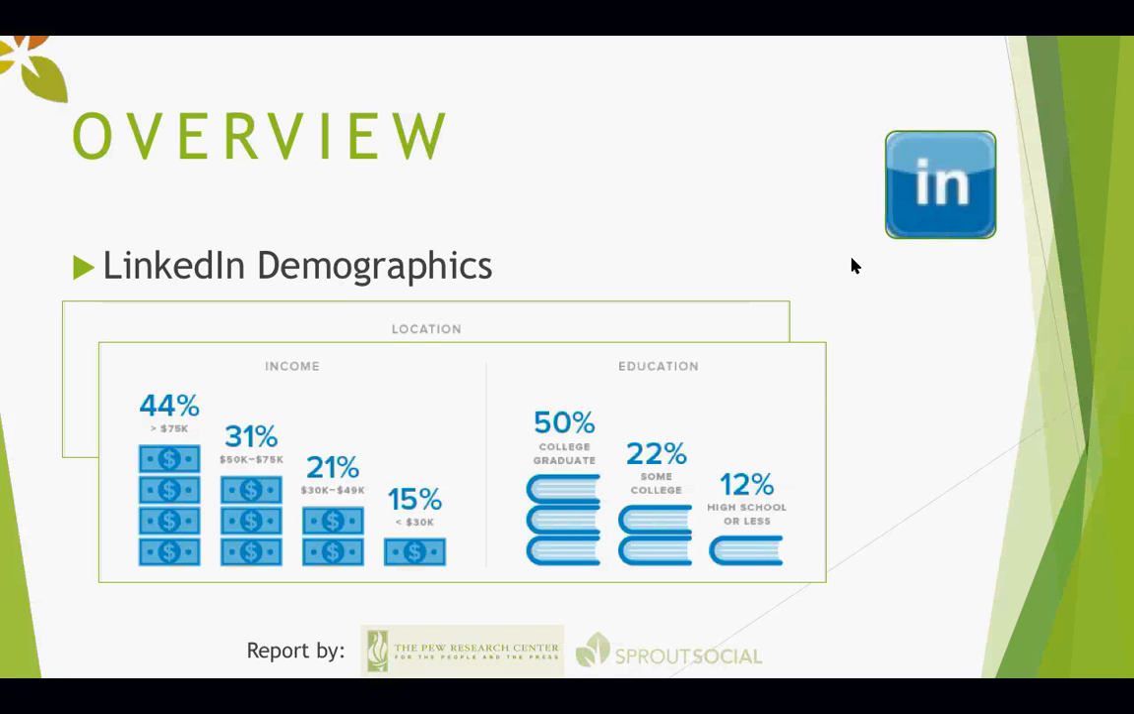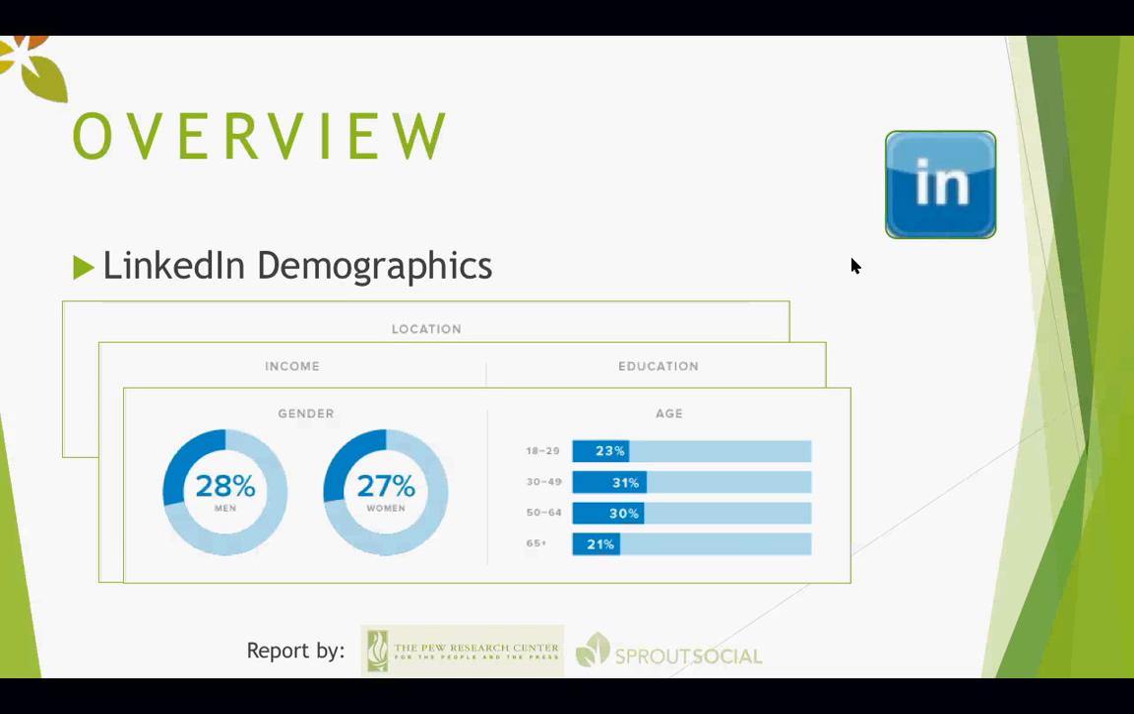You can also see that the income and education is vastly different than it would be for our other social media platforms. Whereas for Facebook and Twitter, we have a large percentage of users that have high school or less, or only some college, 50% of people are college graduates on LinkedIn. And you can also see that 44% of people are making in excess of $75,000 a year. So obviously you're looking at people that are generally more advanced in their careers and have a professional kind of face out there.